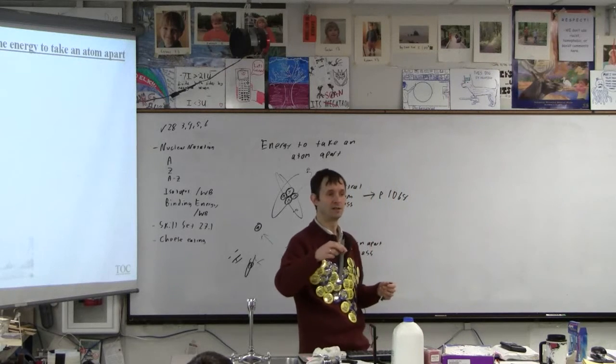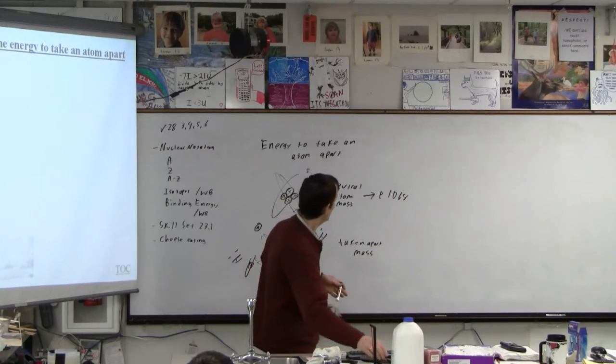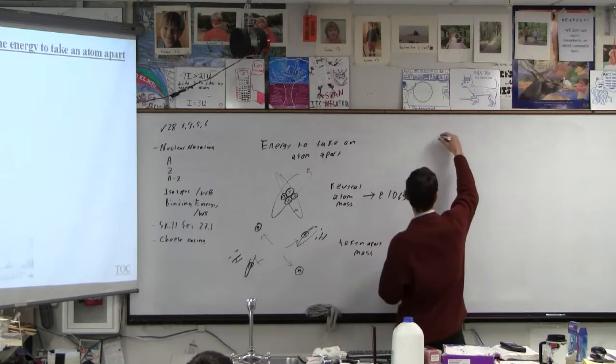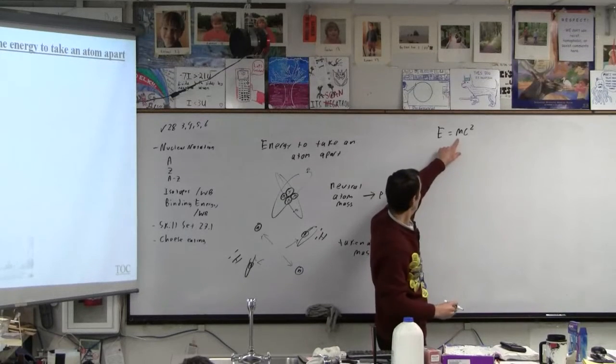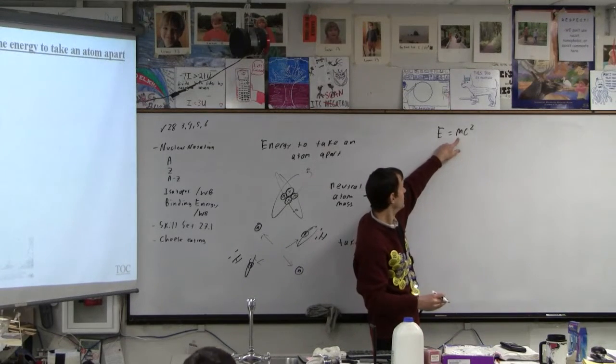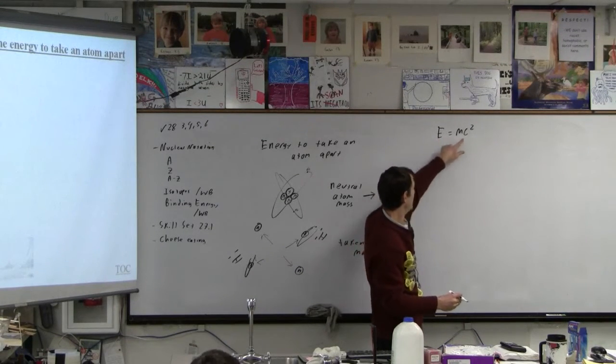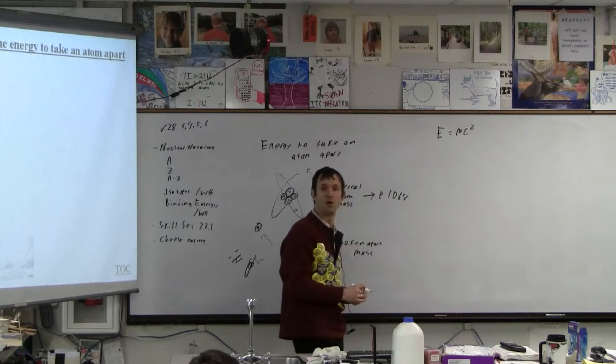And the reason we don't notice this is that, of course, the formula is E equals mc squared for this, right? So if you're trying to find a change in mass, it's going to be the energy divided by the speed of light squared. So it's going to be very small.